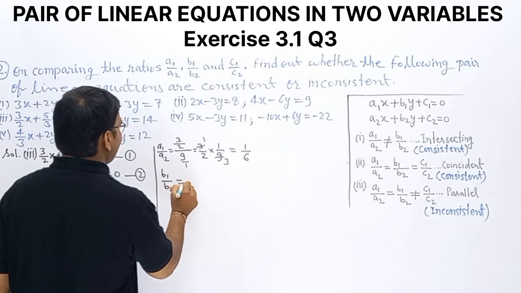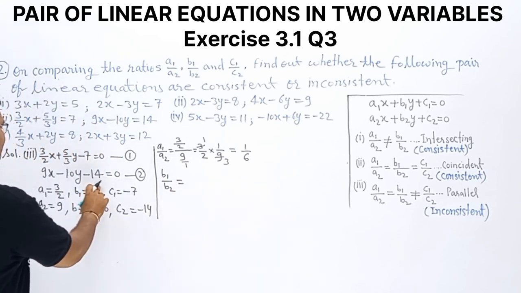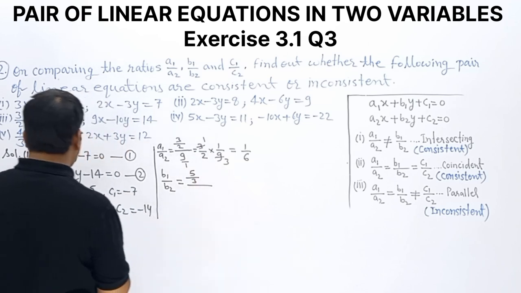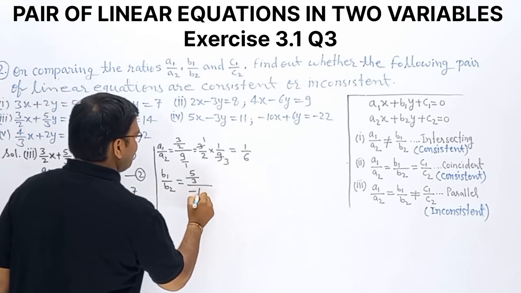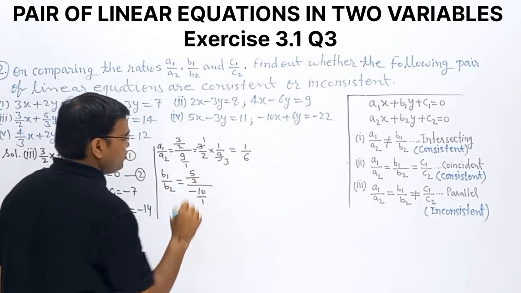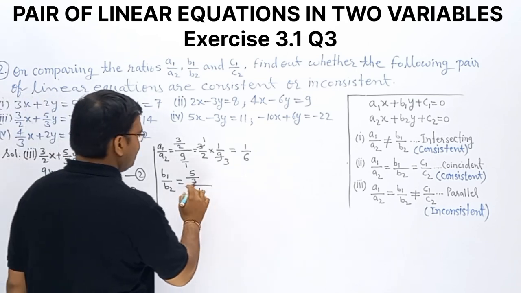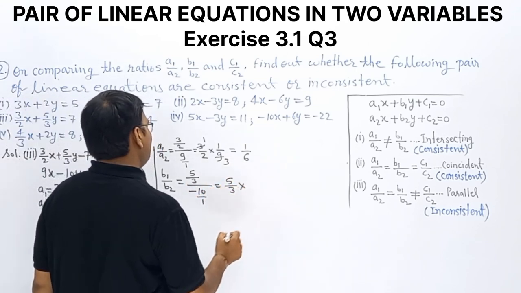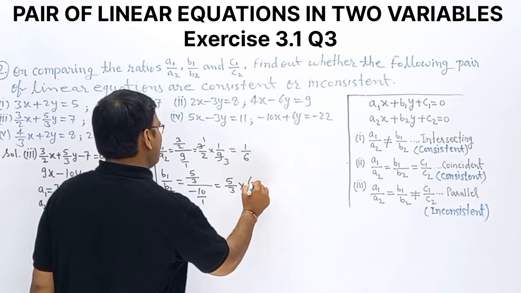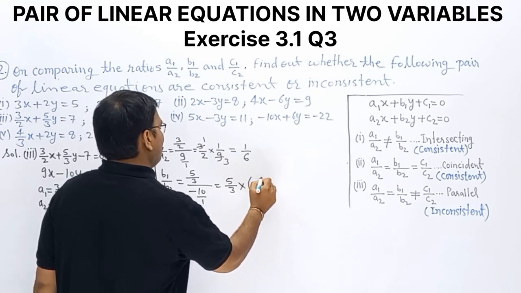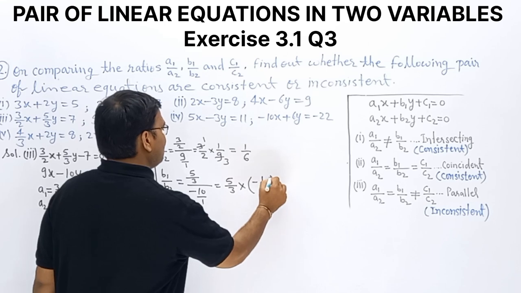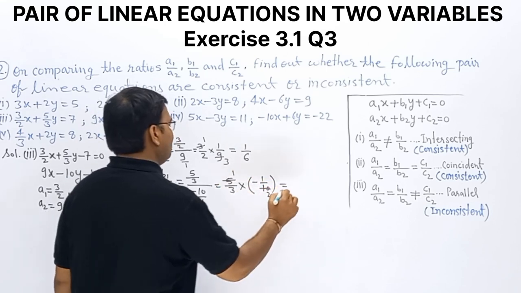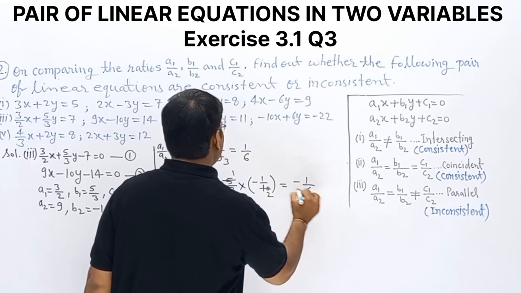B2. How will we find it? The value of B1 is 5 by 3. B1 is 5 by 3 divided by B2, which is minus 10, and its denominator part is 1. Again we take the reciprocal of this, then we are getting 5 upon 3 into minus 1 upon 10. Solving this, one time, 2 time, finally what we are getting, minus 1 upon 6.